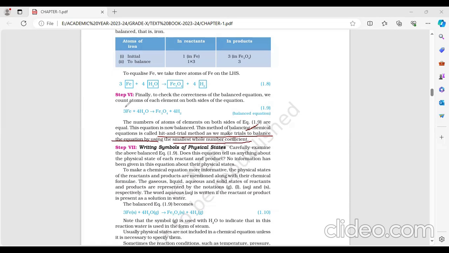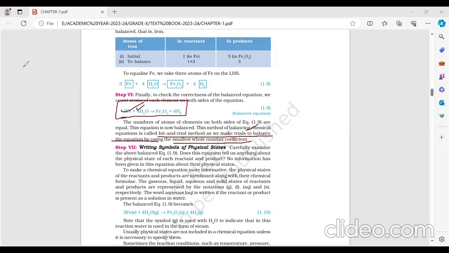So what is the coefficient here? Previously 3 was not there, so I took 3 as the coefficient here. Previously 4 was not there, so I took 4 as the coefficient. These are the smallest coefficients. Why? To make the chemical equation balanced. Okay, now we have written the balanced equation. You made the skeletal equation balanced.